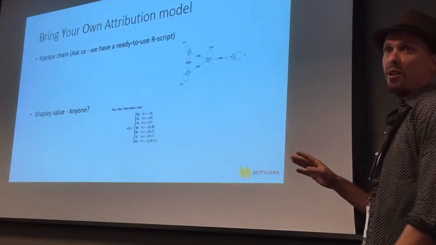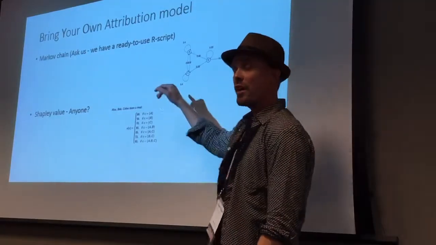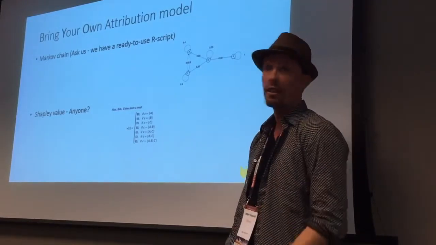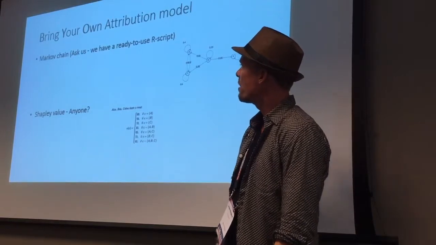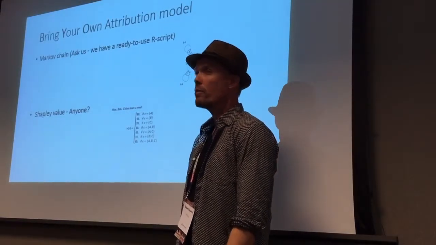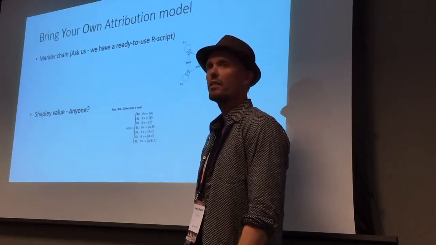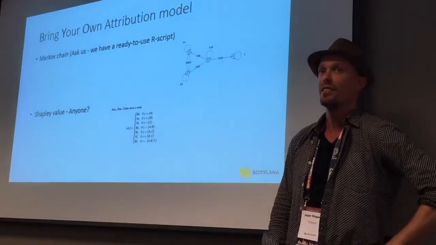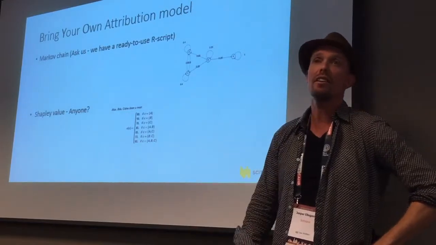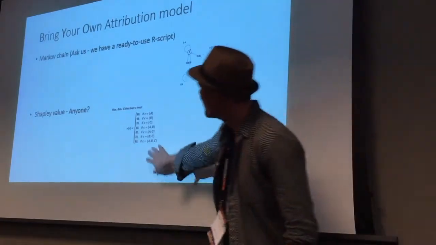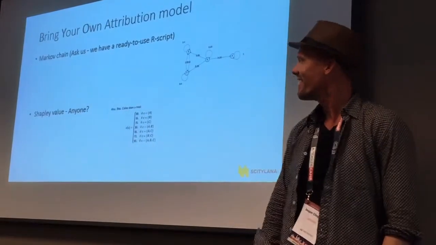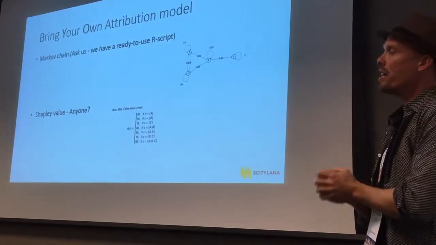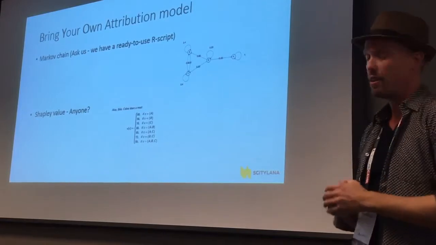And there are plenty. You probably heard a lot about them. Markov chain is one thing. We have some ready-to-use R scripts. You're welcome to contact us to get them. Shapley values. Does anyone know what that means? Yeah. Because I don't. Do you use them? I tried. Google. Okay. Go with it. I wouldn't know. It was just my colleague that asked me to add it. The point is that you should decide for yourself what kind of attribution you need for your business or your client or whatever.